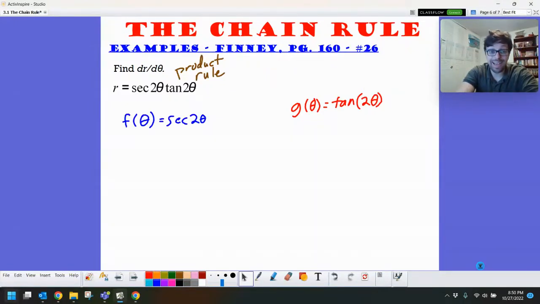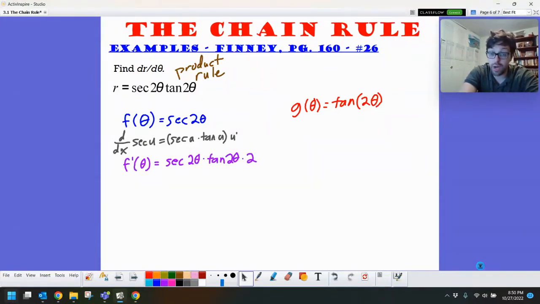In this example, I need to do a product rule in order to find the derivative of this thing with respect to theta. So when I'm looking to find the derivative, I'm going to look at each bit to kind of prep for my product rule. F of theta is sort of my first bit, so secant of 2 theta. The derivative of secant is secant tangent multiplied by the derivative of what was inside. So I have to do a chain rule on that secant.